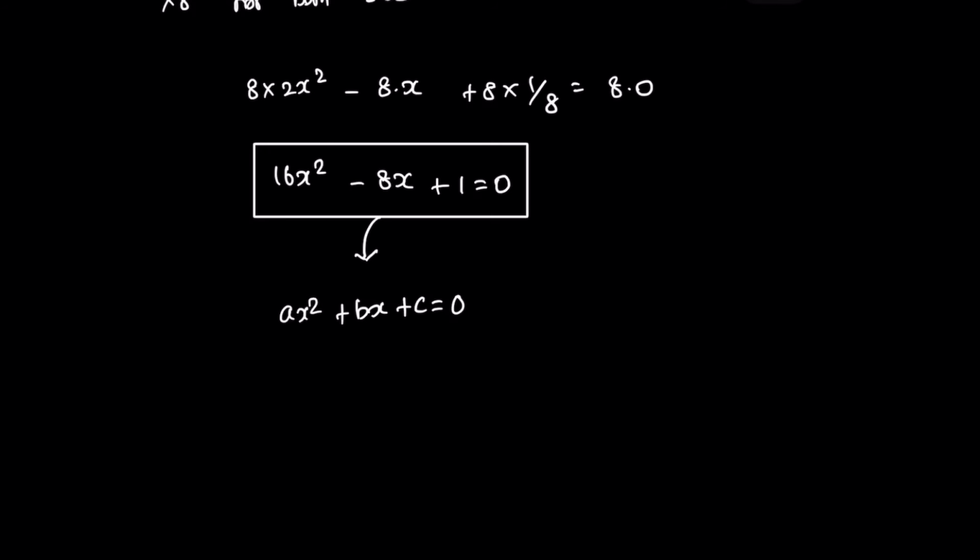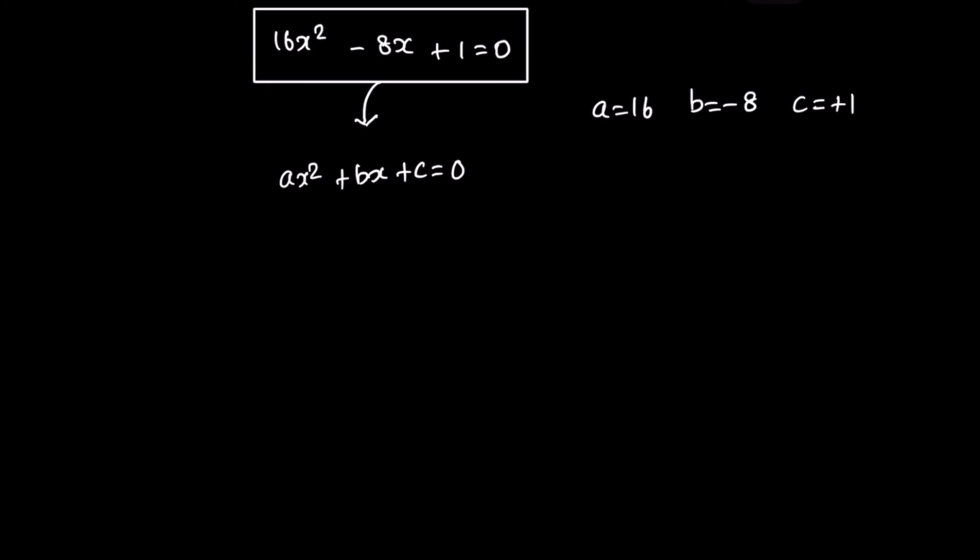Now the value of a is equal to 16, b is equal to negative 8 and c is equal to positive 1. Using the normal splitting method, the product of a and c is equal to 16 times 1, that is 16 only, and the sum value is negative 8. So what are the possibilities? 4 and 4 is possible, but we need a positive 16 as the product and a negative 8 for the sum. So minus 4 and minus 4.